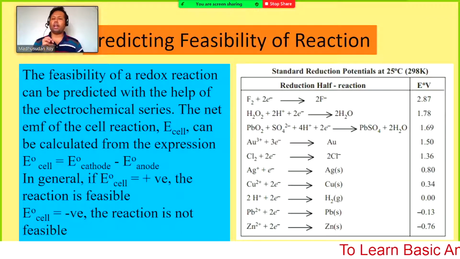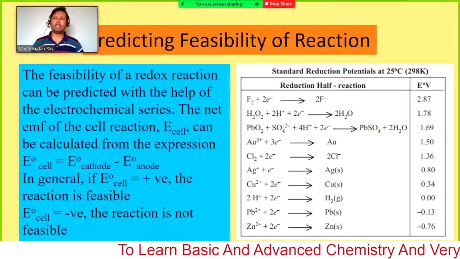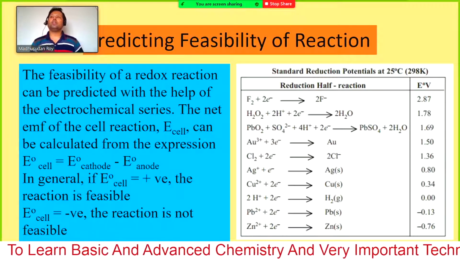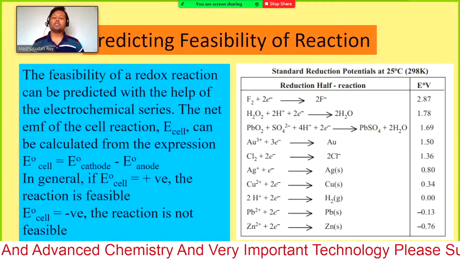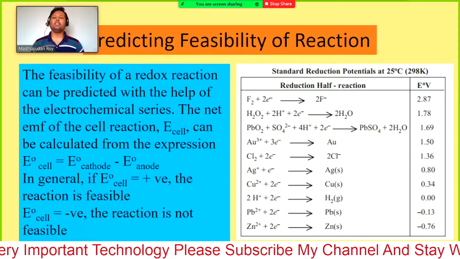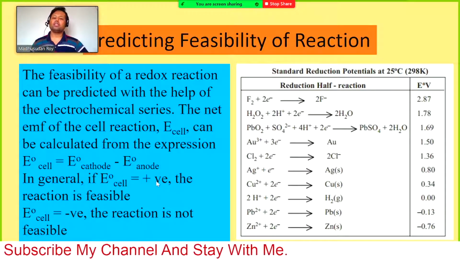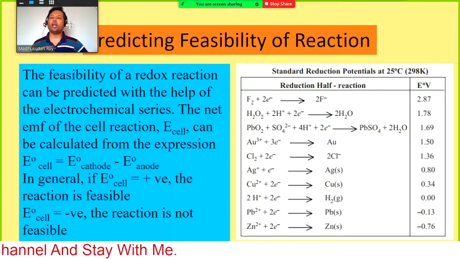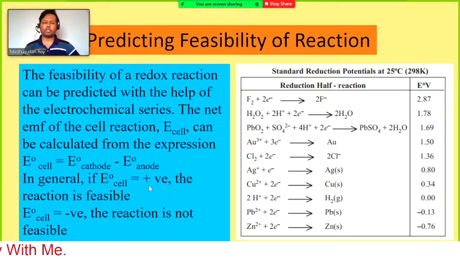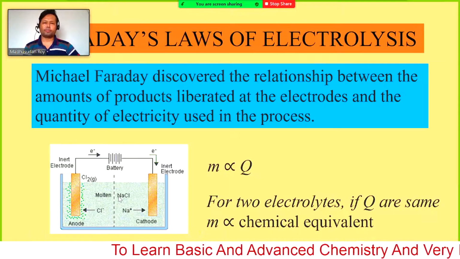If you have a reaction that produces electricity, that is a galvanic cell, an electrochemical cell. And in an electrolytic cell, we need to supply some electricity to make the reaction happen. So if you know the value of E naught cell, then you can easily determine whether the reaction will happen or not. If the value is positive, then the reaction will happen, that means it is feasible. And if E naught cell is negative, you will find that the reaction will not happen.